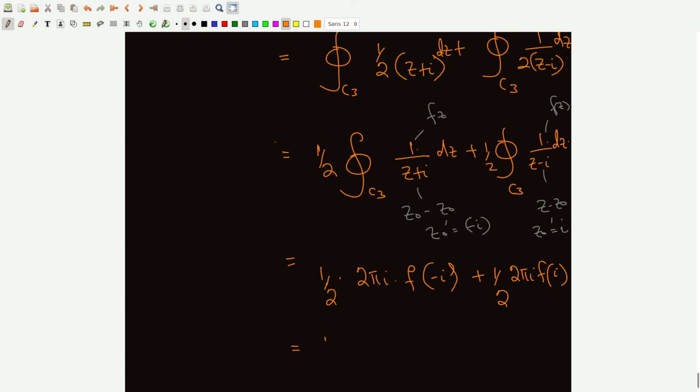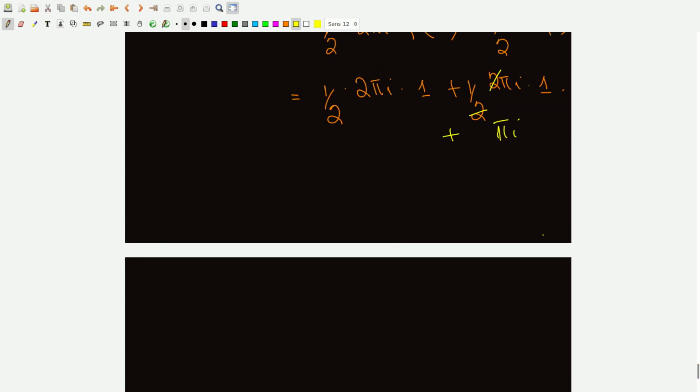This is 1, 1, so we have 1/2 times 2 pi i times 1 plus 1/2 times 2 pi i times 1. So this and this cancel, so we have pi i, and this and this also cancel. We have pi i, and therefore we have 2 pi i as our solution.